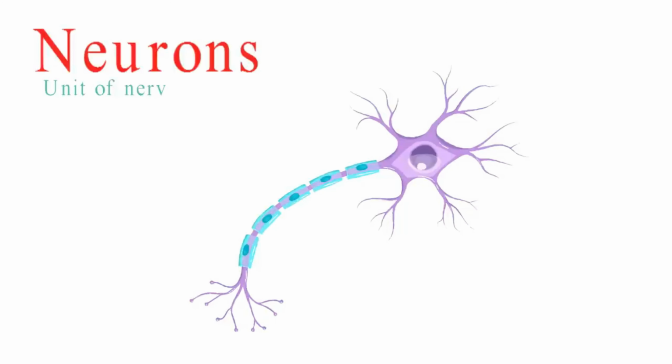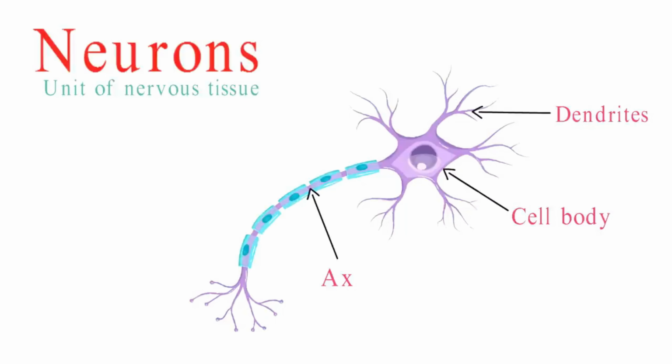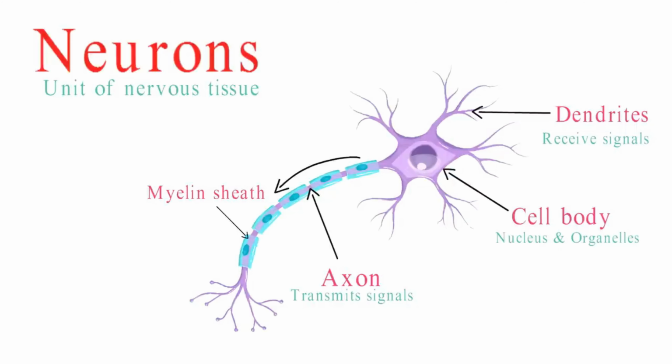Neurons are the units of nervous tissue. They have 3 main parts: the cell body, dendrites, and an axon. The cell body contains the nucleus and other organelles, while dendrites receive incoming signals, and the axon transmits those signals away from the cell body. Often, axons are insulated by a myelin sheath, which speeds up signal transmission.